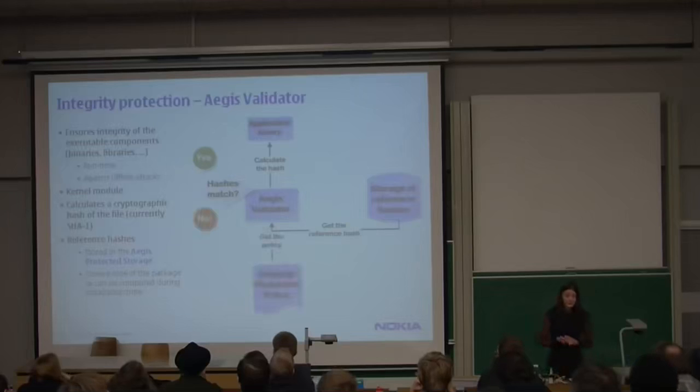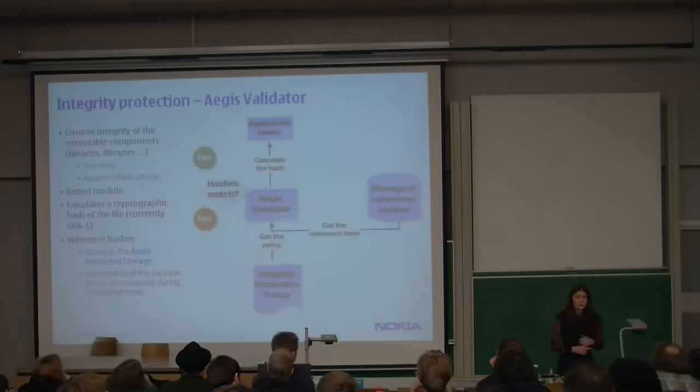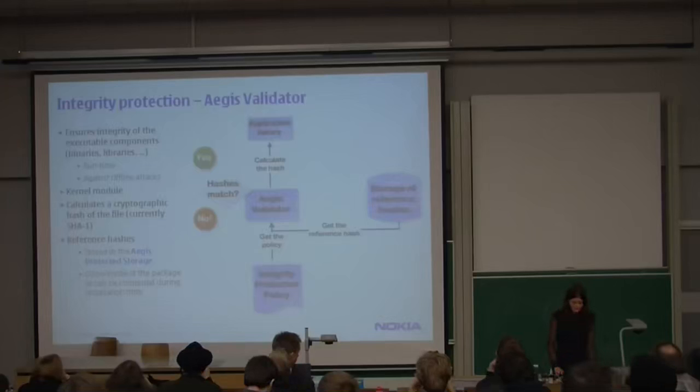But if there is a mismatch, the integrity protection policy will be taken into use. And now it's very simple: currently if there is a mismatch, the binary is simply not allowed to be loaded. Because if the binary was modified on the device and not via software update, so just simply modified, there's probably something wrong with this binary. And the storage of reference hashes also needs to be protected, because it's quite an important part of information.